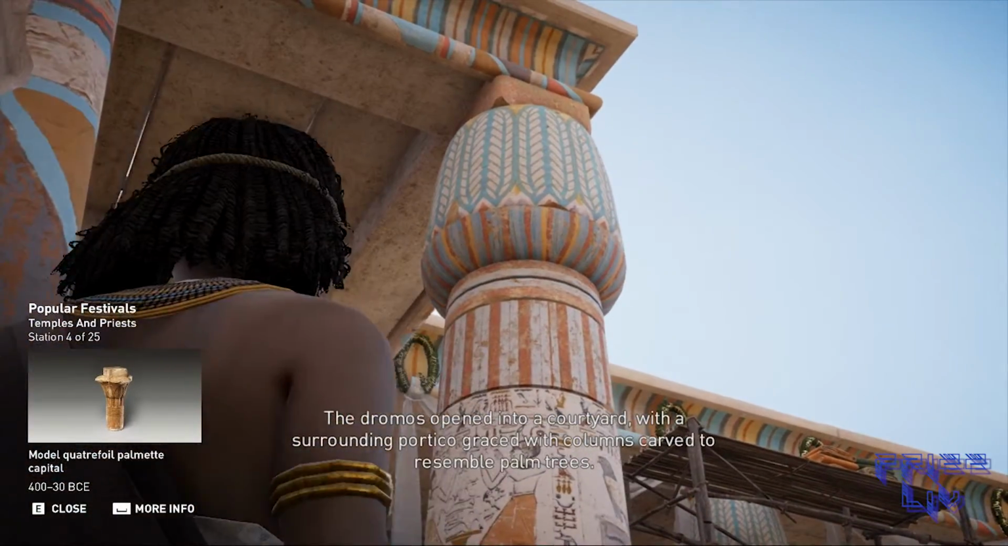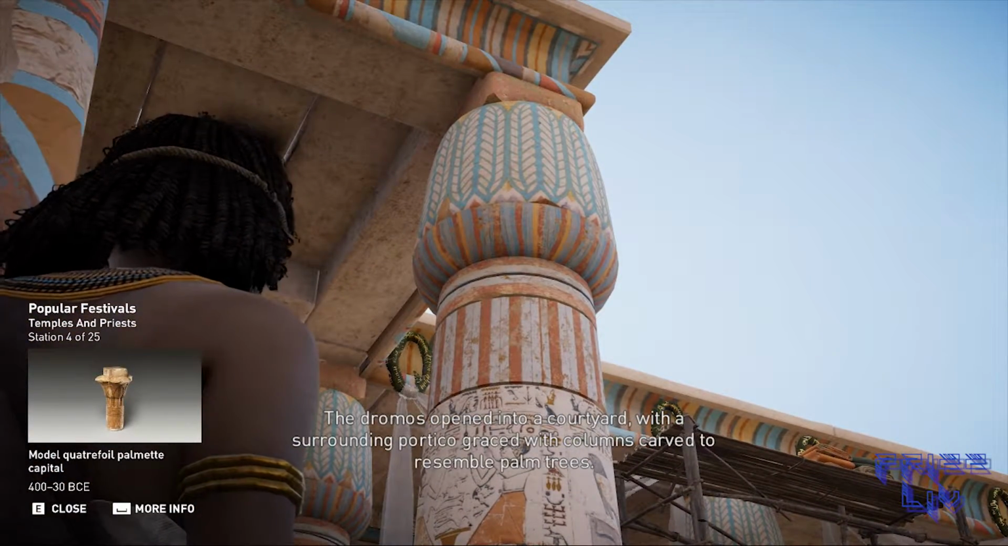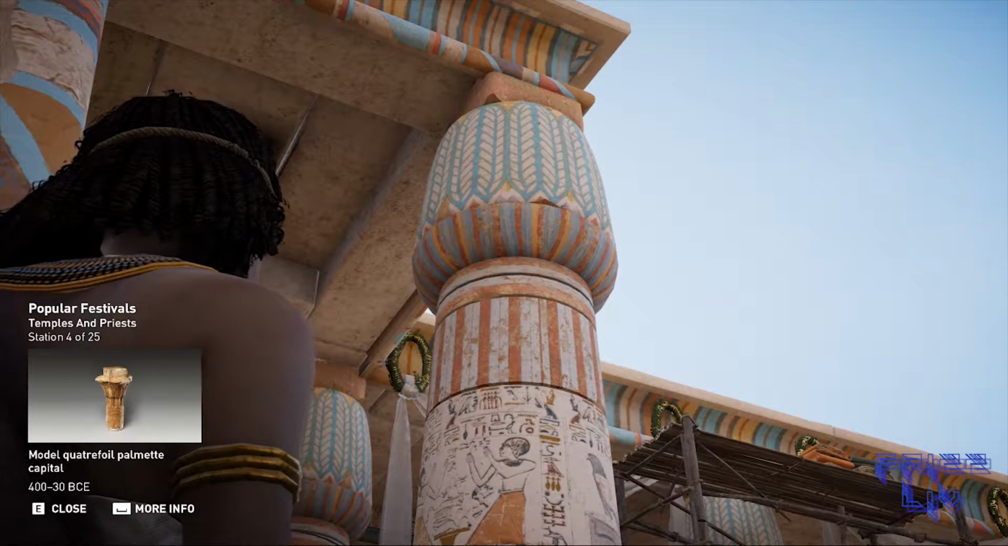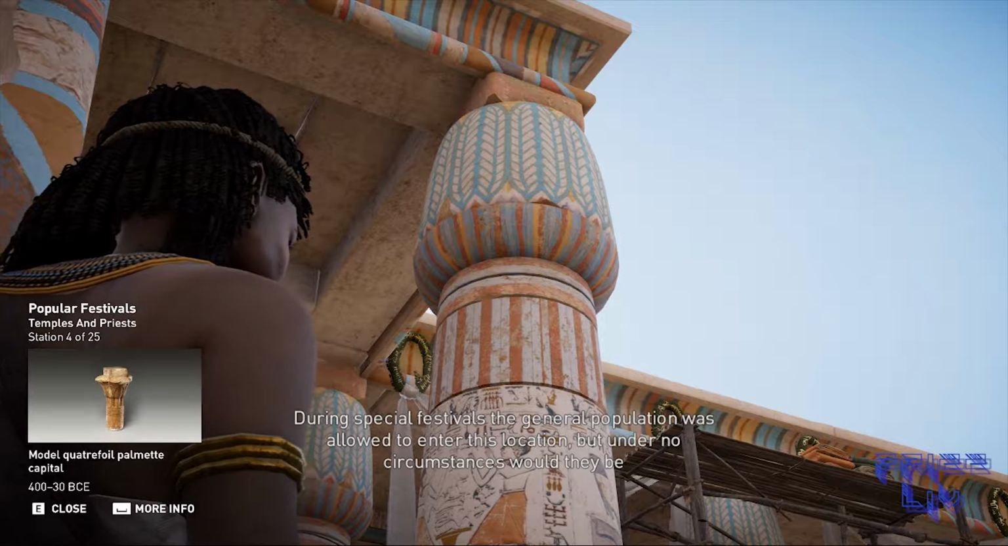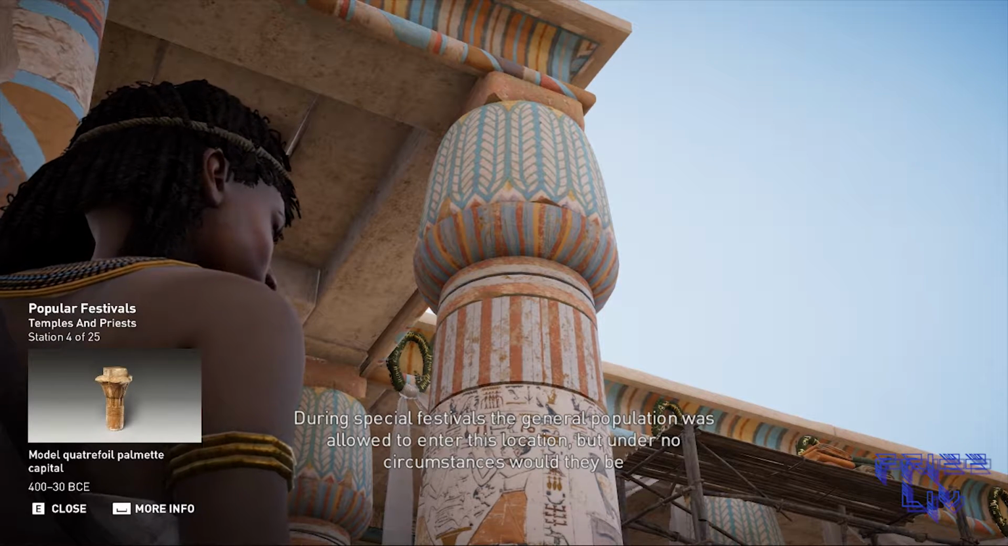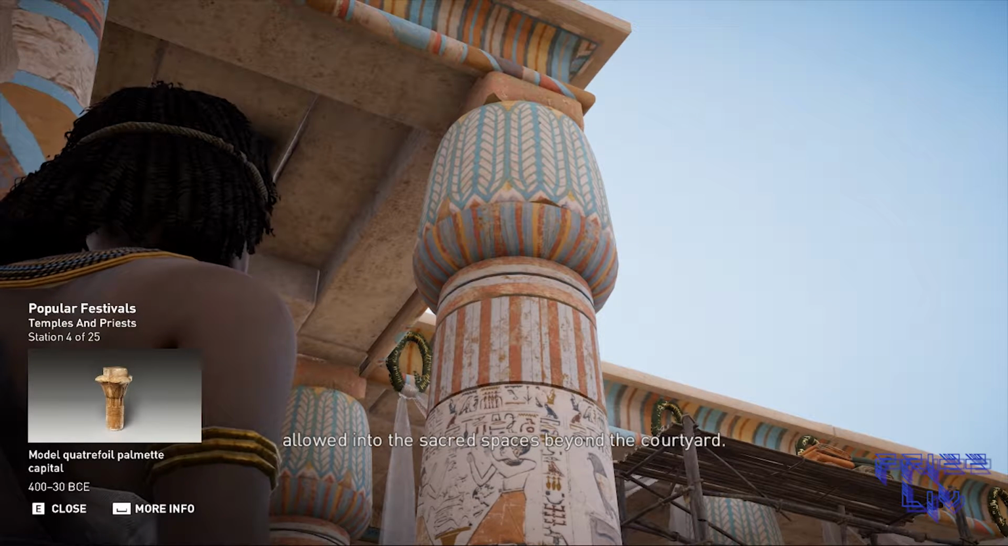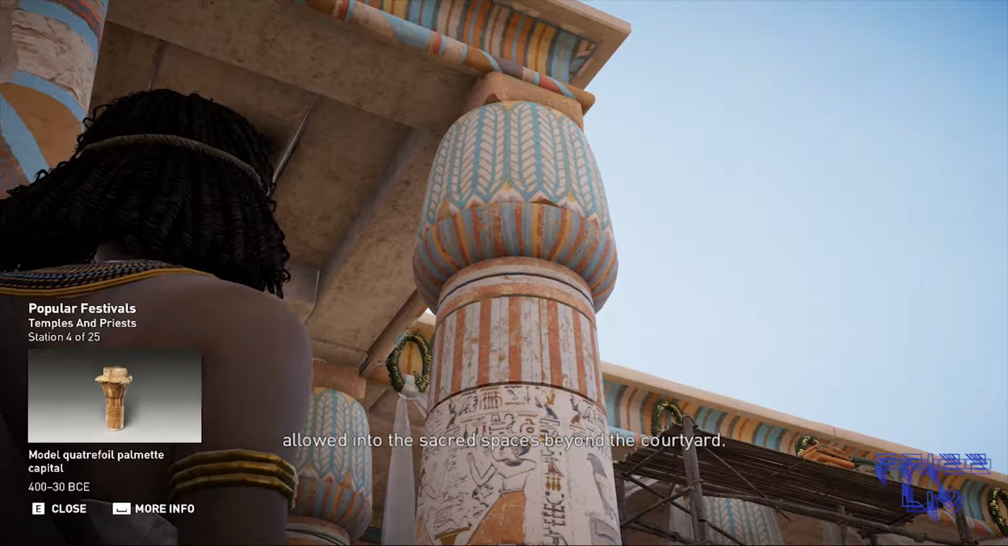The Dromos opened into a courtyard, with the surrounding portico graced with columns carved to resemble palm trees. During special festivals, the general population was allowed to enter this location, but under no circumstances would they be allowed into the sacred spaces beyond the courtyard.